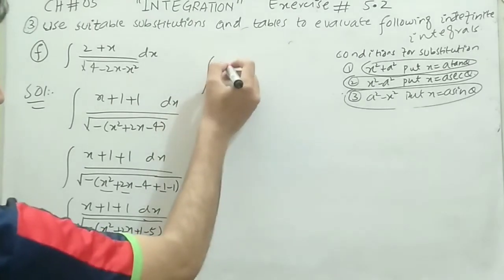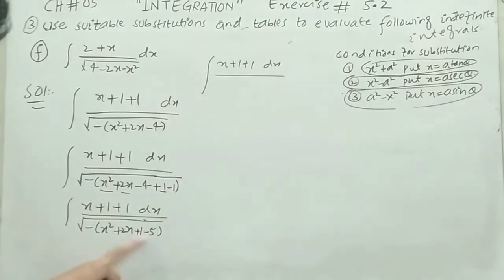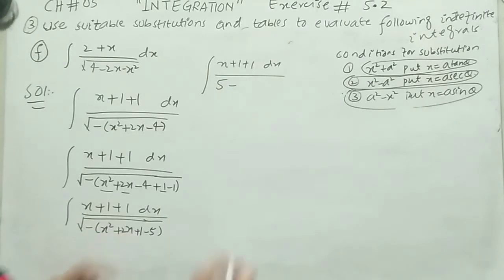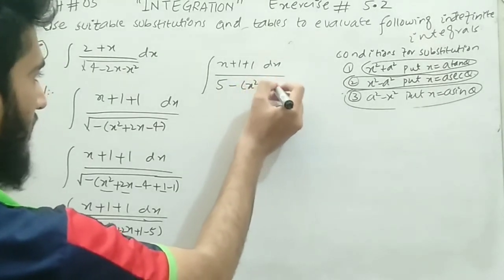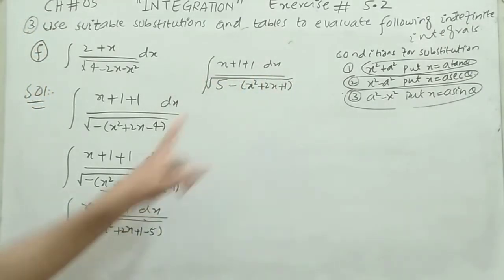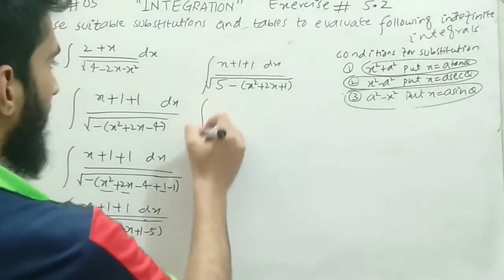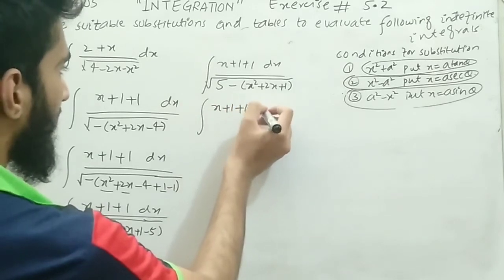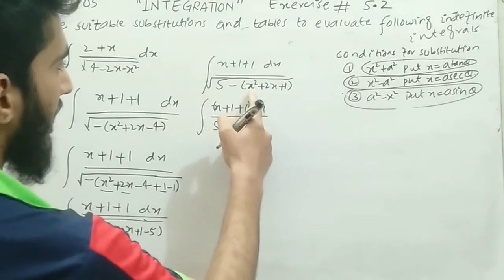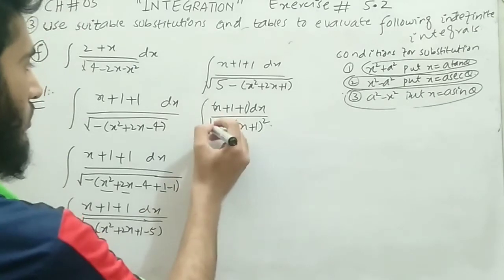After this step it becomes (x plus 1) dx divided by, minus minus gives us plus 5 and minus times (x square plus 2x plus 1) under the root. Now after this it becomes (x plus 1) dx divided by the square root of 5 minus, this is the formula a square plus 2ab plus b square, so it gives us (x plus 1) whole square under the root.